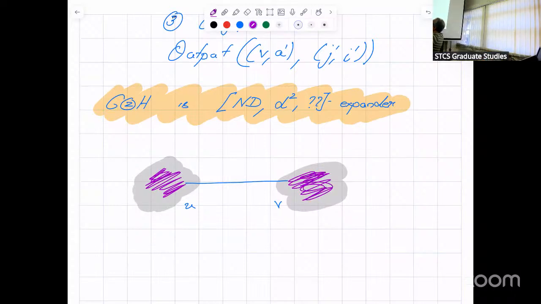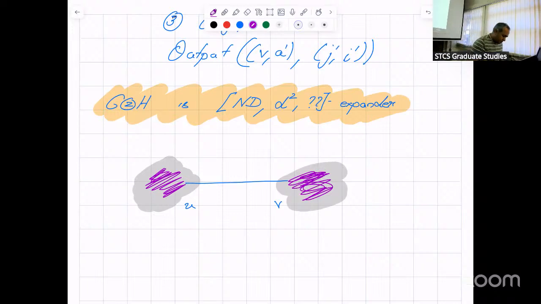What is the zigzag product doing? For every UV edge, it's going to build a D square matching between the vertices here and the vertices here. And that matching is what all the new edges in the graph are. So it's going to look at all the D neighbors of this, all the D neighbors of this, build a matching between them, and those matching edges are the edges of the zigzag.